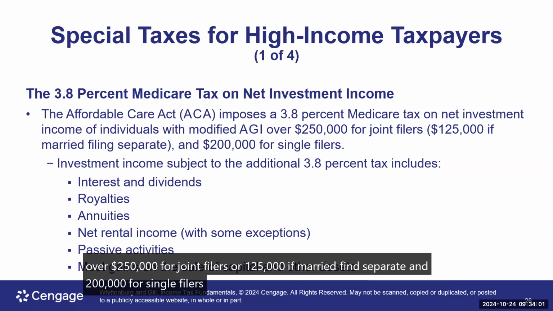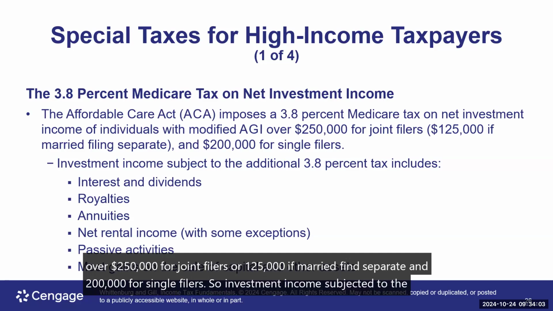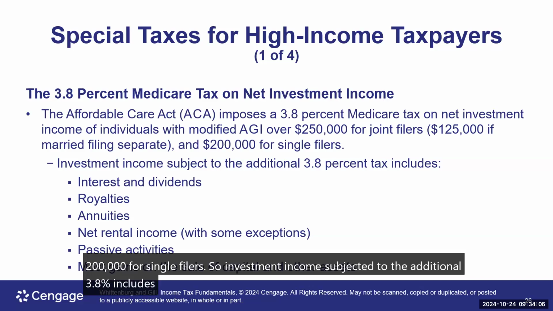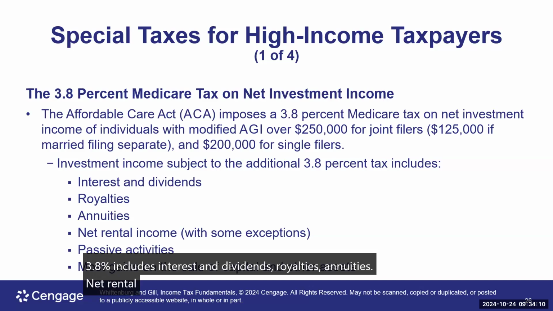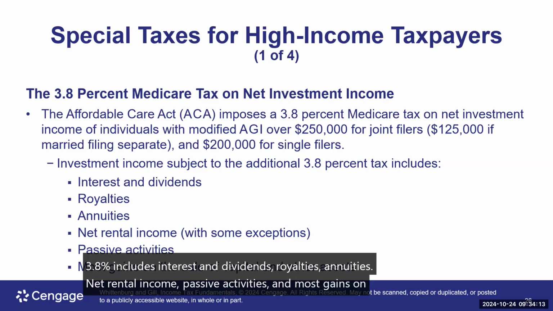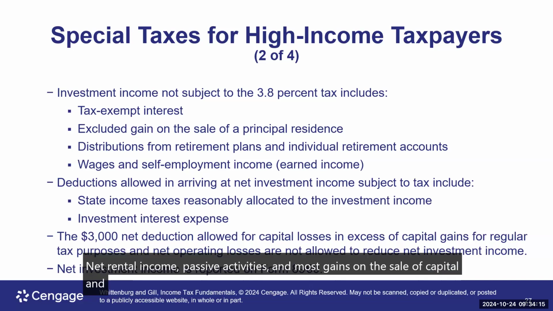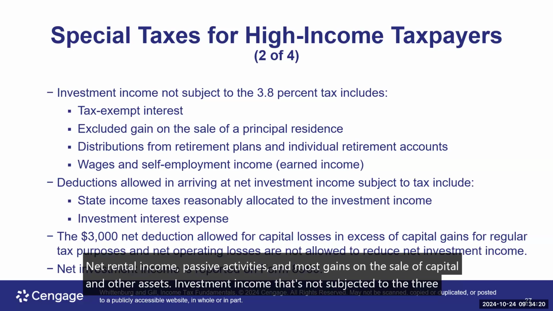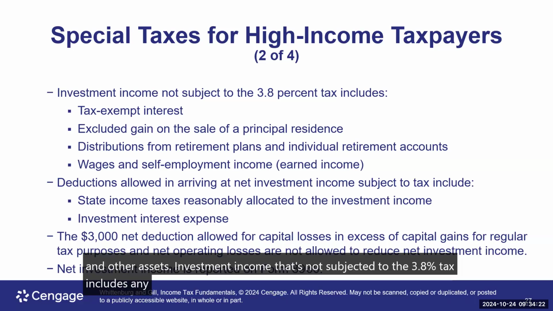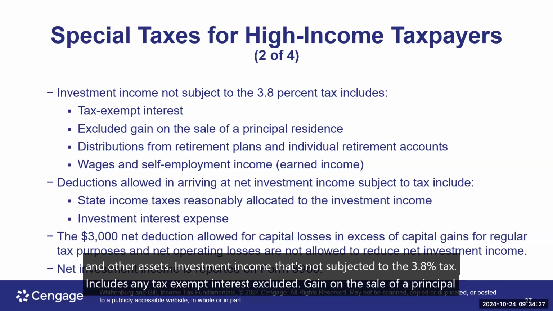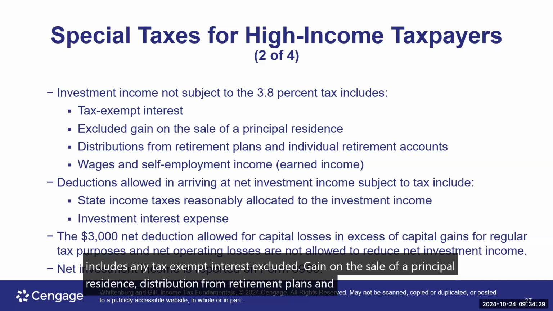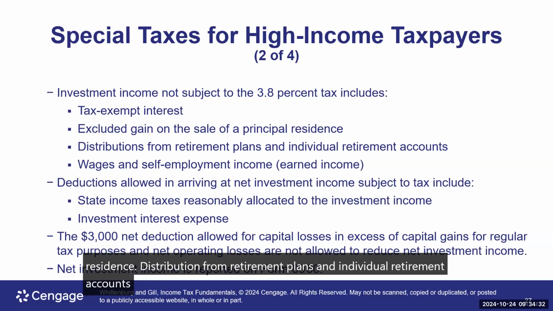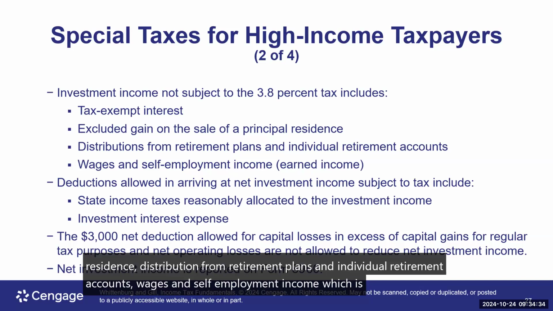So investment income subjected to the additional 3.8% includes interest and dividends, royalties, annuities, net rental income, passive activities, and most gains on the sale of capital and other assets. Investment income that's not subjected to the 3.8% tax includes any tax-exempt interest, excluded gain on the sale of a principal residence, distributions from retirement plans and individual retirement accounts, wages, and self-employment income, which is considered earned income.